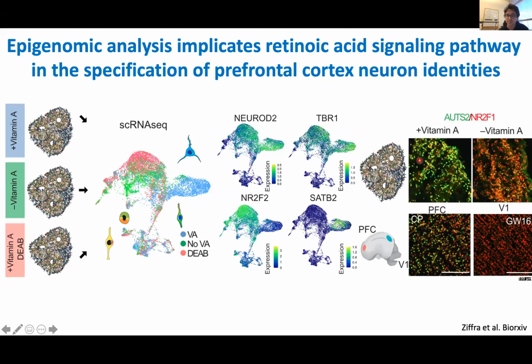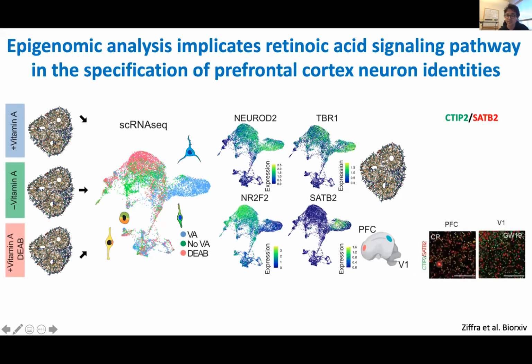Performing the same immunostaining experiment in cerebral organoids cultured in the presence of vitamin A strongly promoted the differentiation of excitatory neurons that express OTX2. In contrast, withdrawal of vitamin A promoted the differentiation of excitatory neurons that strongly expressed NR2F1, but did not strongly express OTX2.